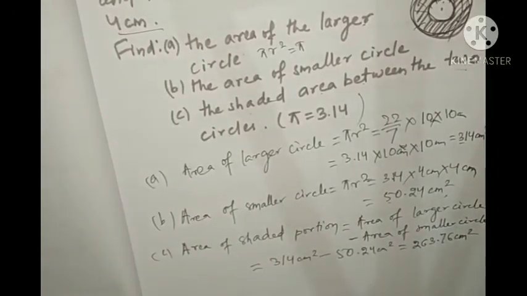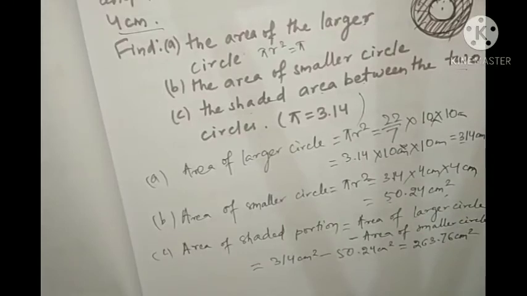So this is about the circle: the circle's perimeter, or you can say the circumference of the circle, and the area of the circle. You can find out the area and circumference of the circle by the given formula. So this is about today's class.